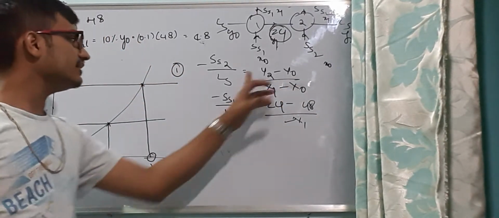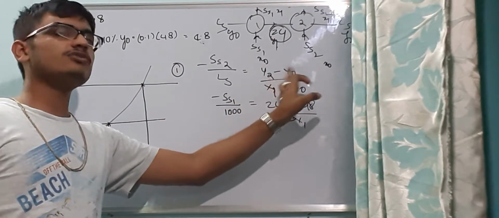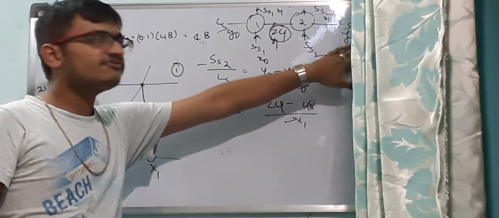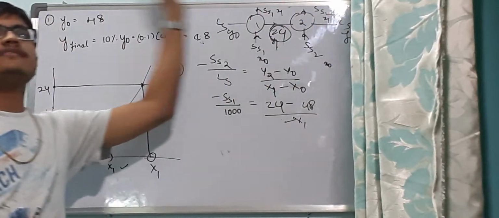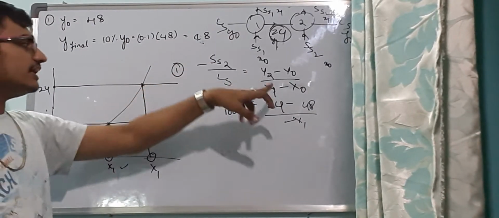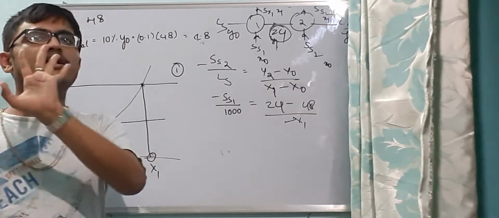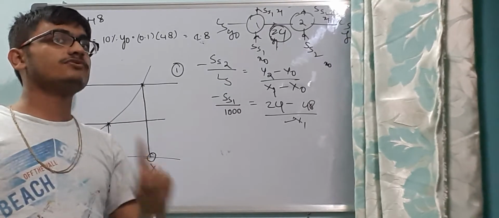It will be Y2 minus Y0. It will not be Y2 minus Y1. It will always be from final to initial, or intermediate to initial, or any stage: you will always compare with the initial value only. So it will be Y2 minus Y0. Don't take Y2 minus Y1. Don't get confused here.